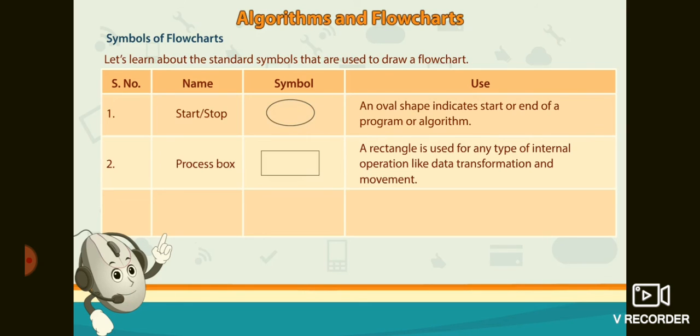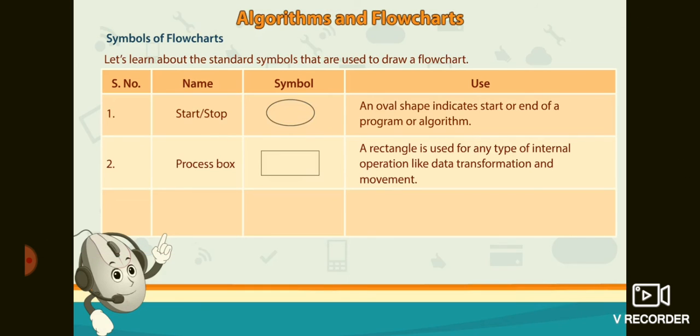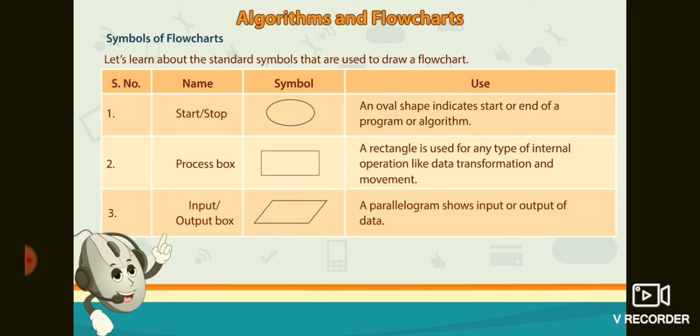And then you will write the process box, that is a rectangular box. Suppose you add two numbers, three numbers, divide a number, or multiply a number, so that is a processing. Okay, and the processing is represented in the rectangular box. So that is the use of the rectangular box, and that is called the process box. And then the input box and output box, that is a parallelogram, shows the input and output of the data.